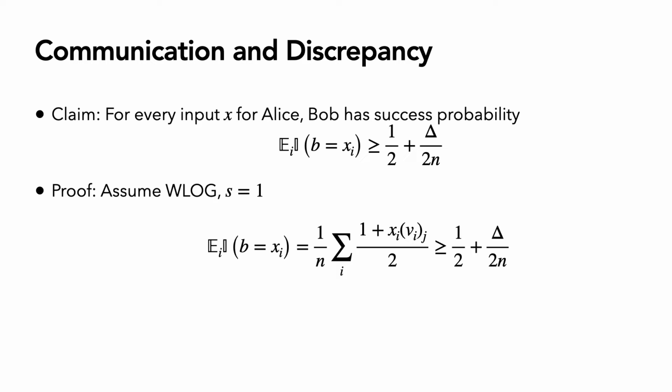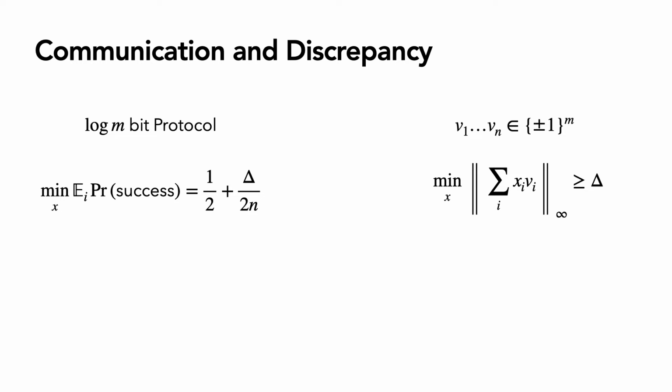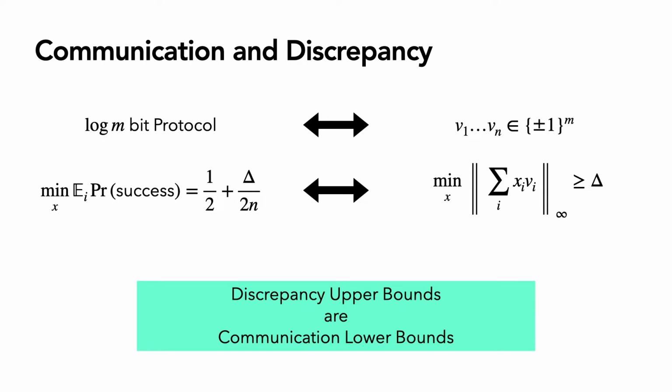We can show that this correspondence goes the other way as well. Thus, we have a log m bit protocol with expected probability of success half plus delta over 2n is in correspondence with vectors v1 to vn such that the discrepancy is larger than delta. Thus, communication lower bounds are discrepancy upper bounds.